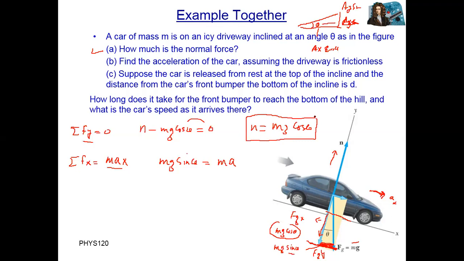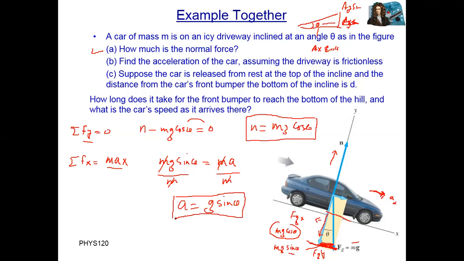Second one, find the acceleration of the car, assuming the driving is frictionless. It means we will ignore friction. So how can we find the acceleration? From the second equation, if you divide both sides by m, m cancels with m, and we have acceleration is equal to g sine theta. This equation is for acceleration of the car.